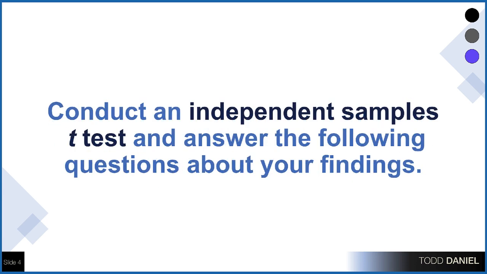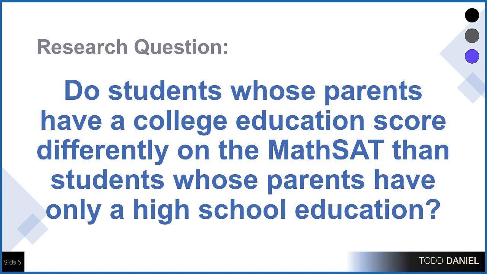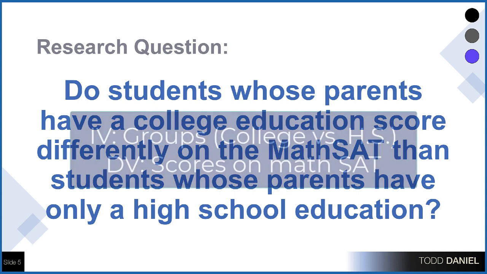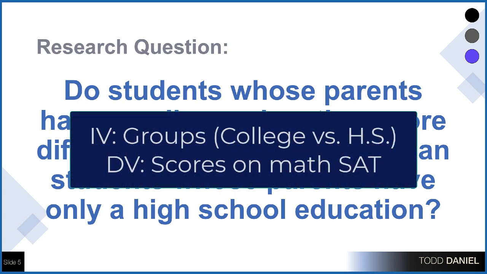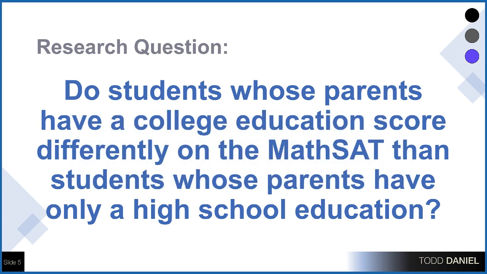Conduct an independent samples t-test and answer the following questions about your findings. Well, I want to start with the actual research question. In this case, the research question is, do students whose parents have a college education score differently on the math SAT than students whose parents have only a high school education? So notice we have our independent variable, the two groups, with or without a college education. We have our dependent variable, the math SAT score. And we know what we are predicting or asking about is whether the score is different, which indicates that this is going to be a two-tailed test.